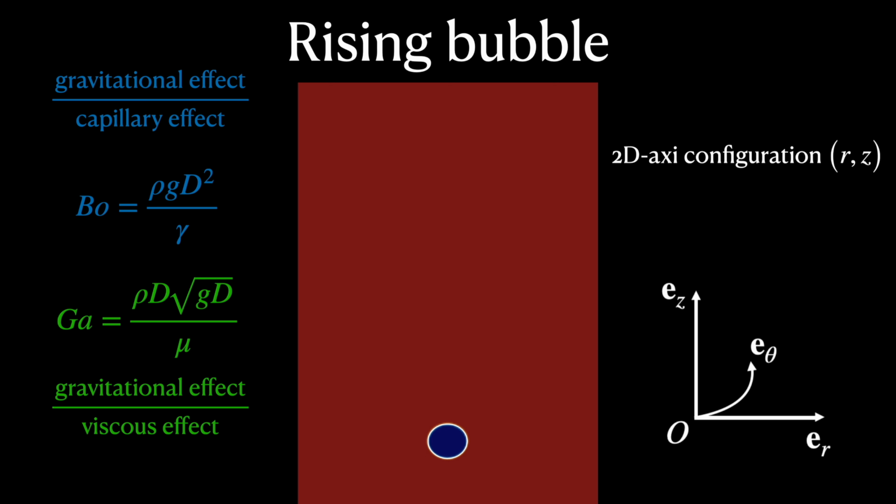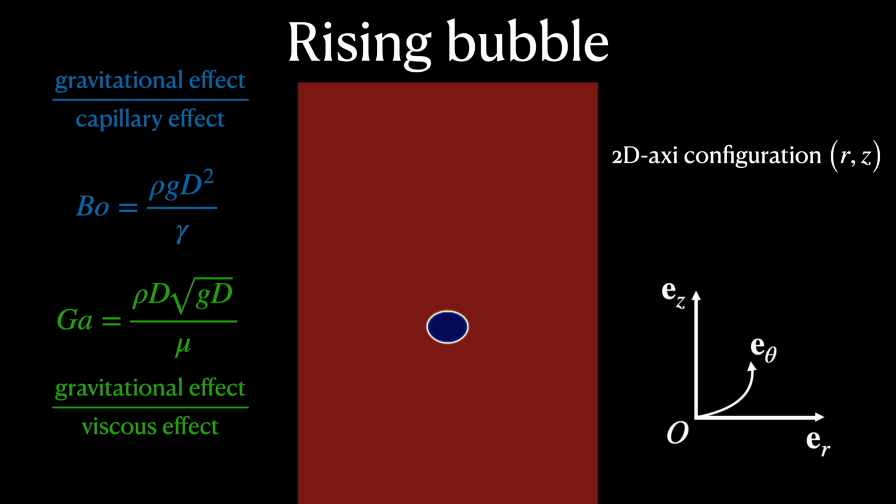So in this course I will talk about some dimensionless numbers, as you can see on the left side: the Bond number, which compares the gravitational effect with the capillary effect, and the Galileo number, which compares the gravitational effect with the viscous effect. So in this code, I will assume the geometry is axisymmetric. So I will work with the r direction and z direction, and I will assume in the theta direction it is constant.